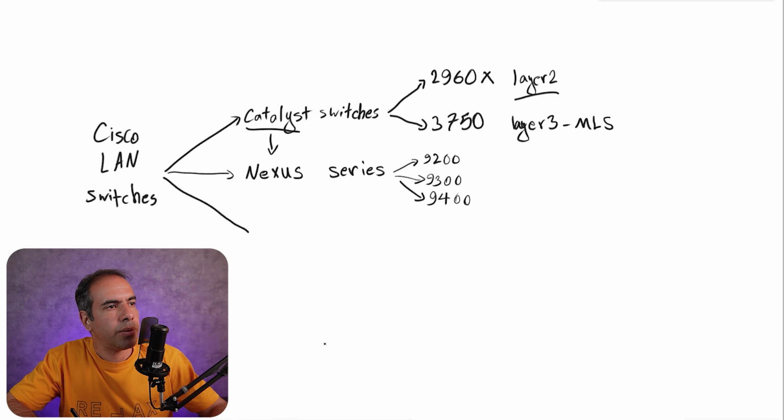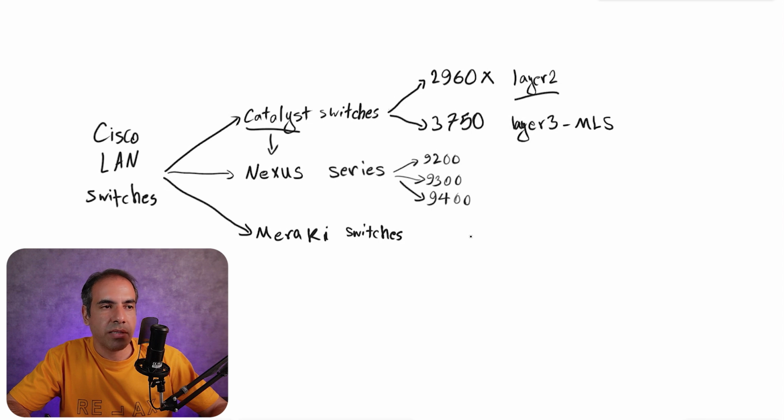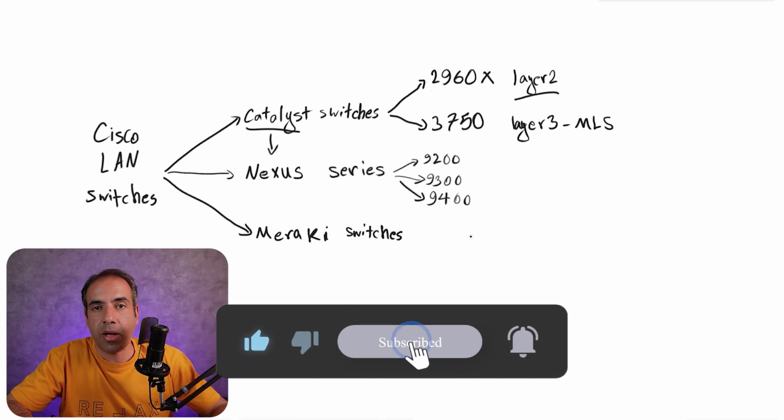The third category is Meraki switches, which store their configuration on the cloud. And because of that, they are not popular with many customers. For example, government departments and many private companies don't like these switches to send their information and configuration to the cloud, especially when it's public cloud.